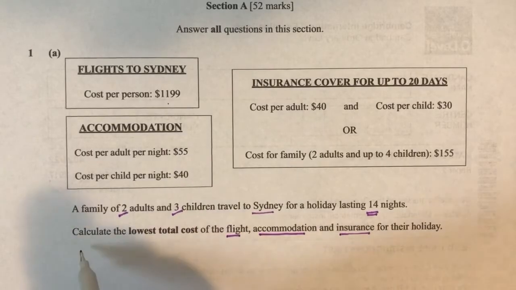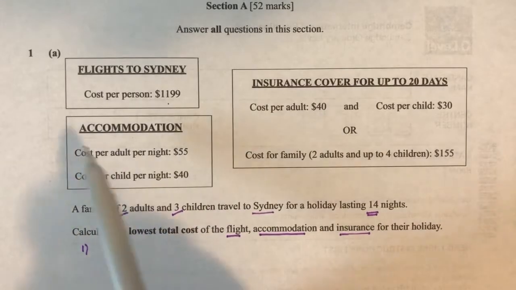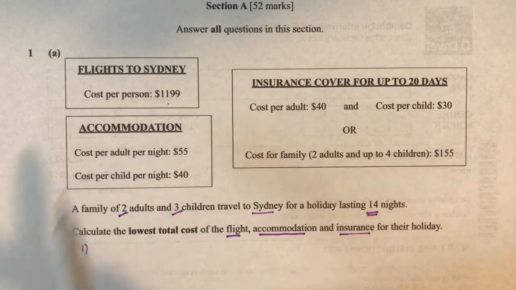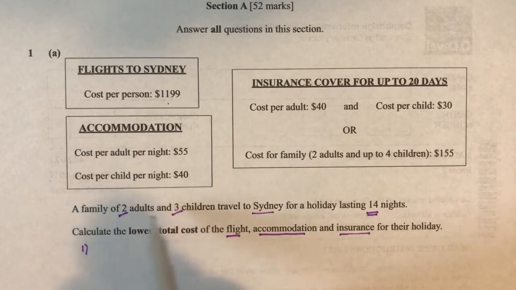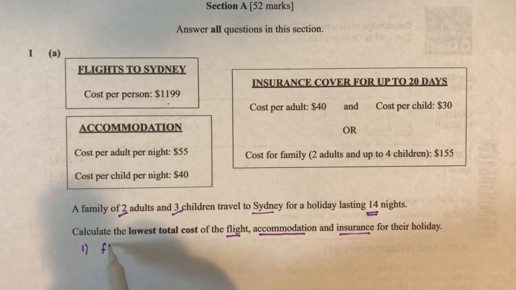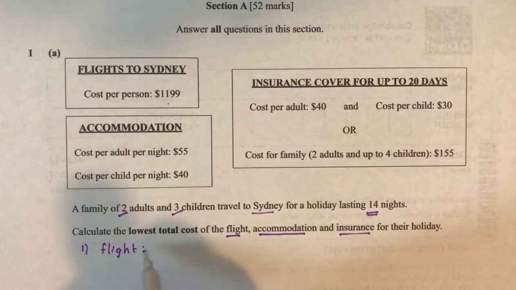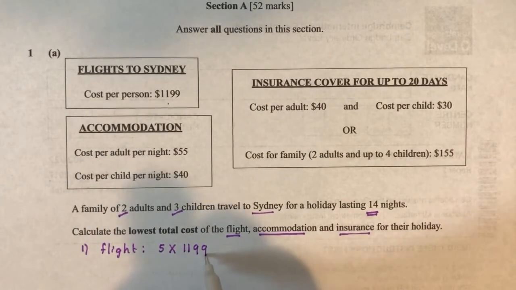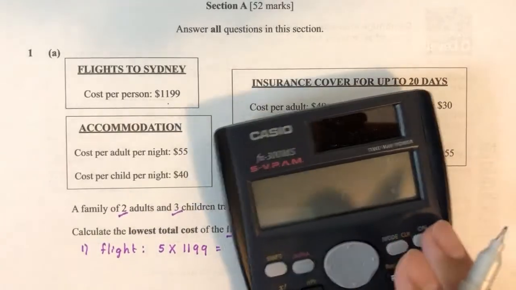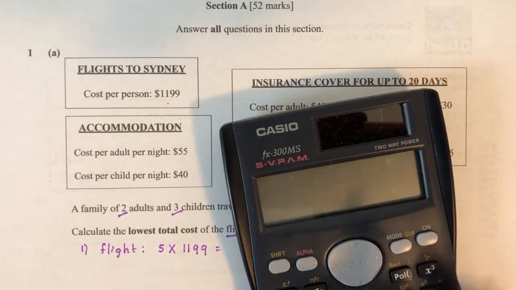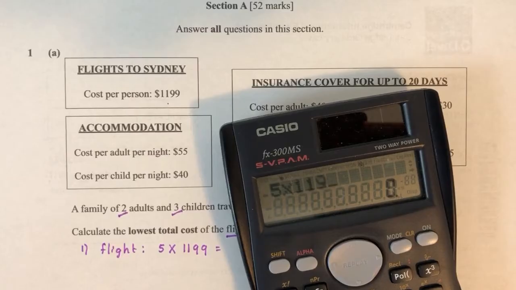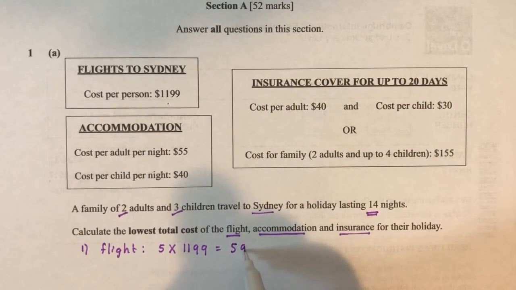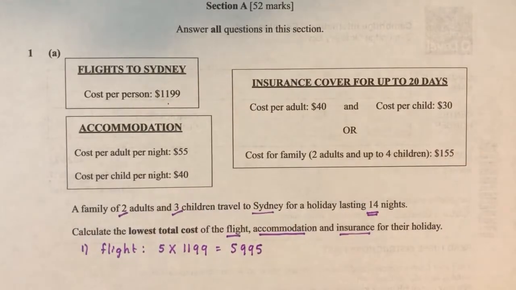So one by one. Flight. For the flight, you can see that the flight to Sydney, it costs this much for one person. So they have 2 plus 3, they have 5 persons. So flight is equal to 5 times 1199. That is the cost for flight. Let's find that. 5 times 1199. That will be 5995. That's the cost for just the flight.